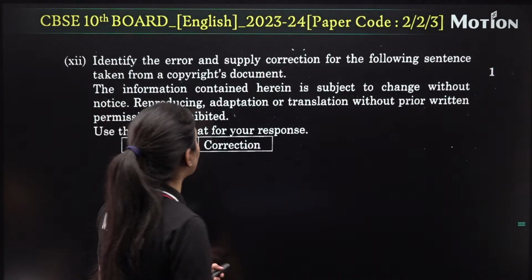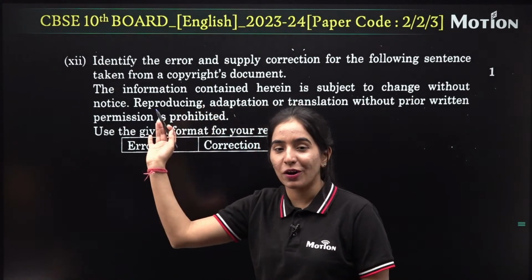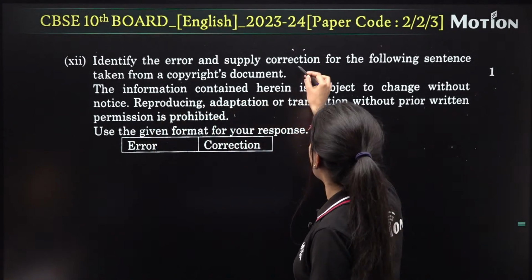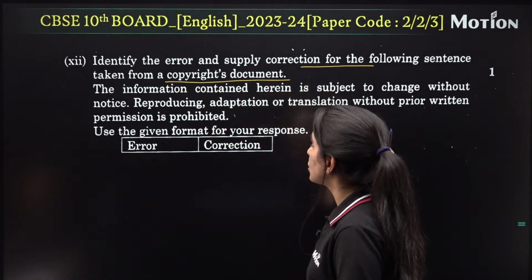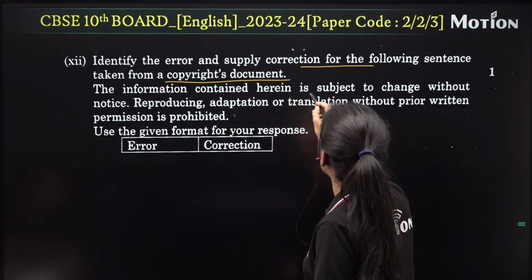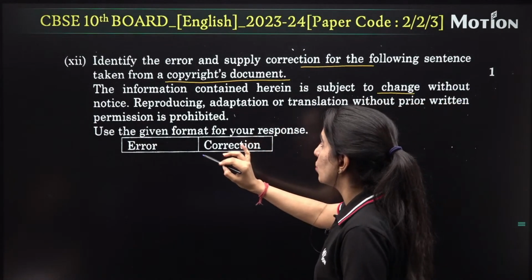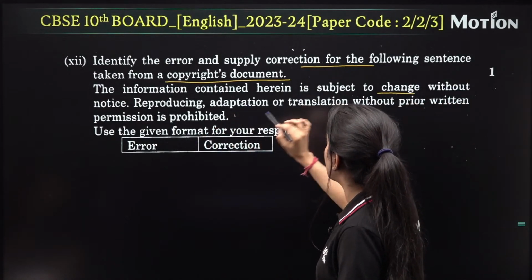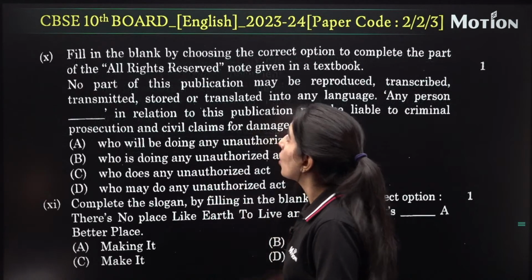Okay, now we have the next question that we have. Identify the error. Again, a question from error spotting we have. Okay, so identify the error and supply correction for the following sentence taken from a copyrights document. And the lines are: the information contained herein is subject to change without notice. Reproducing, adaptation or translation without prior written permission is prohibited.